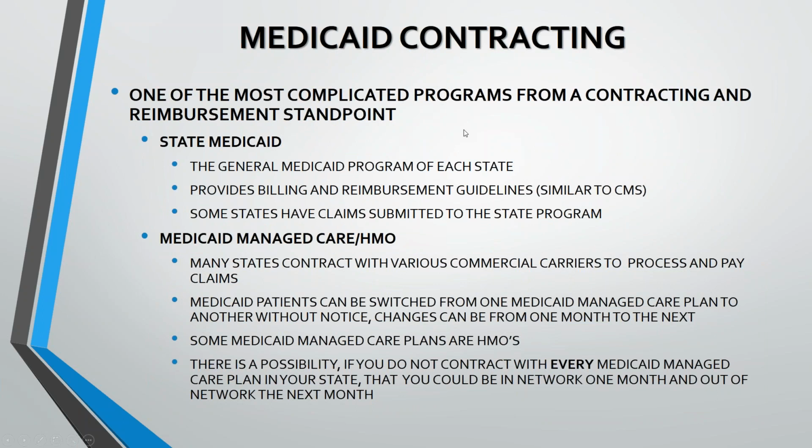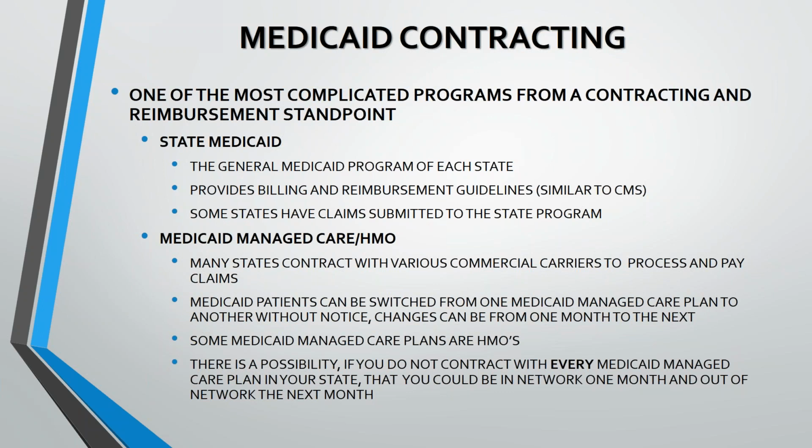Medicaid contracting is another bird altogether, and it is one of the most complicated programs from a contracting and reimbursement standpoint because you have a lot of different moving parts. Number one is you have the state Medicaid program. Now, this is the general Medicaid program of each state. And the state Medicaid program will provide the general billing and reimbursement guidelines for different types of medical services, very similar to the LCDs that CMS offers practitioners for different types of services.